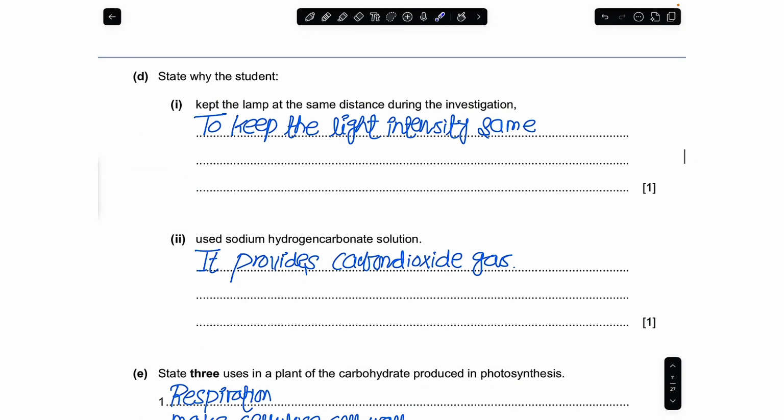Now, moving further, for 1 mark they say state why the student kept the lamp at the same distance during the investigation. Since we were only required to change the wavelength of the light, not the light intensity, keeping the lamp at the same distance from the aquatic plant in the inverted funnel immersed in water would keep the light intensity the same. For 1 mark, they again ask why the student used the sodium hydrogen carbonate solution. You would say that it provides the carbon dioxide gas.